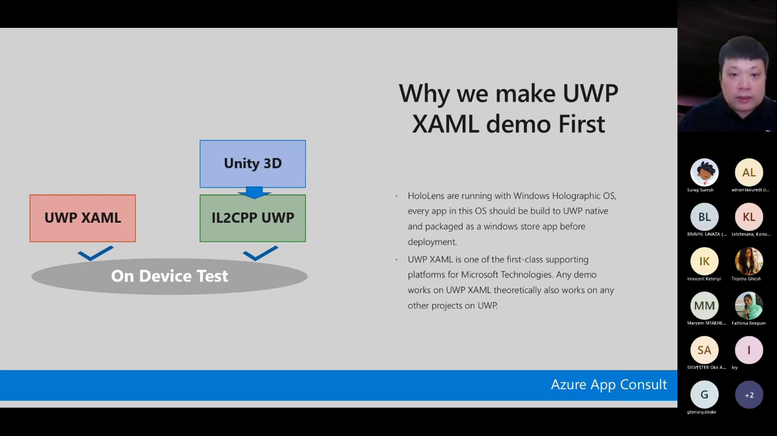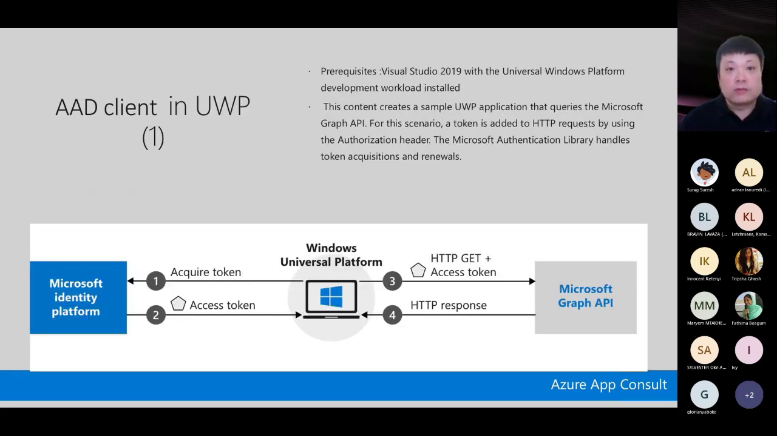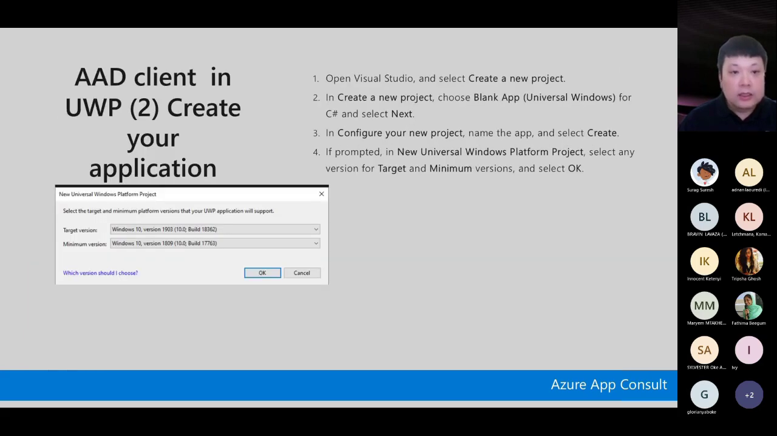So yeah, the UWP XAML is one of the first-class supported options. So it is faster and it's more useful for different locations. Okay, so the first step of this was creating a UWP app with some later UWP platform.